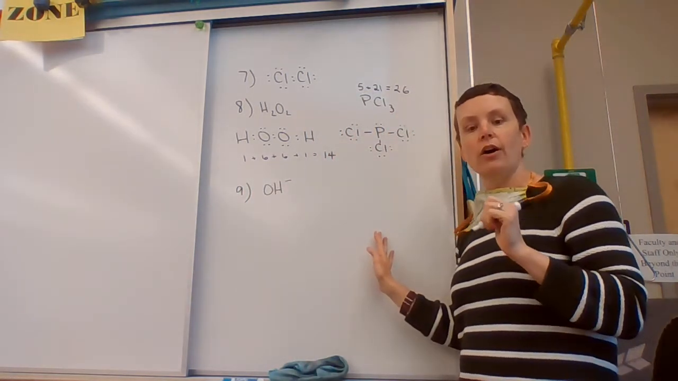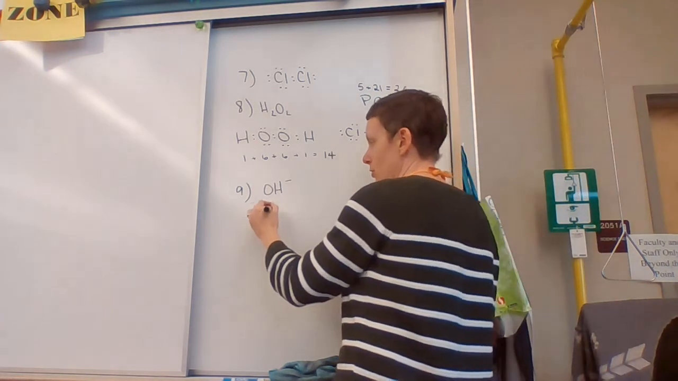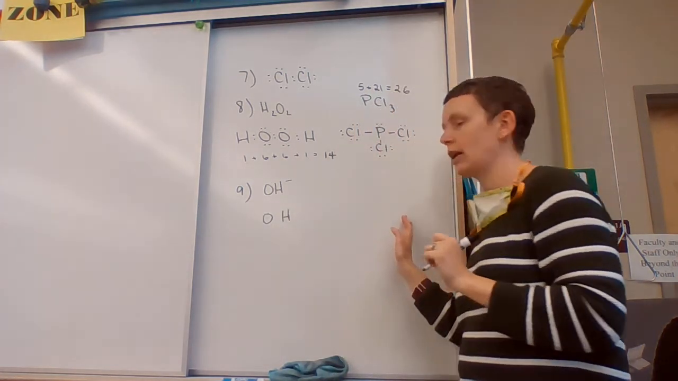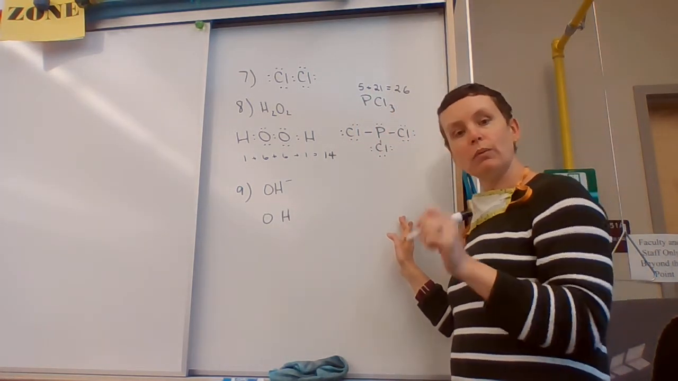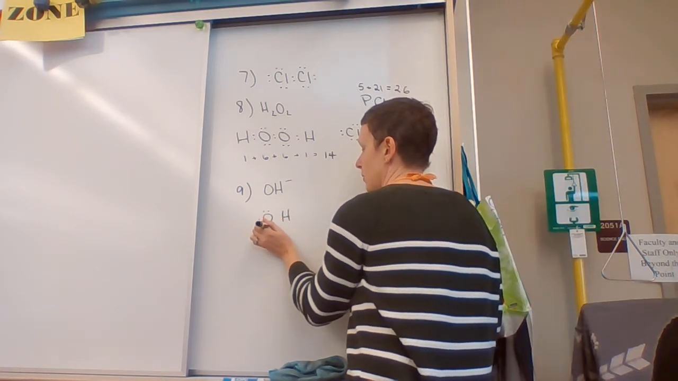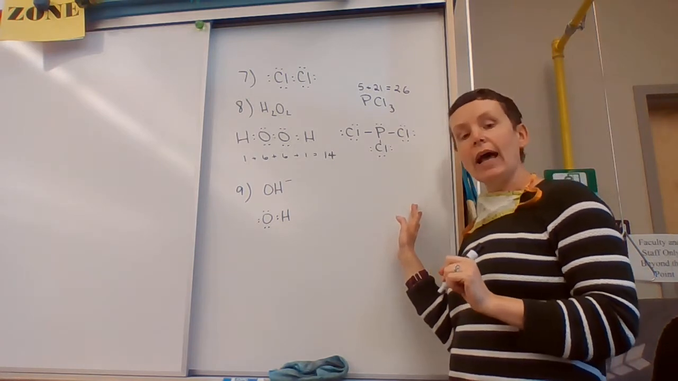OH minus. All right, this one only has 2 atoms, so they just go next to each other. It doesn't matter. There's no neediness required in terms of putting this structure together. So OH, give everybody 8 except for hydrogen. So give oxygen 8. All right. Now we're going to add, count, and compare.